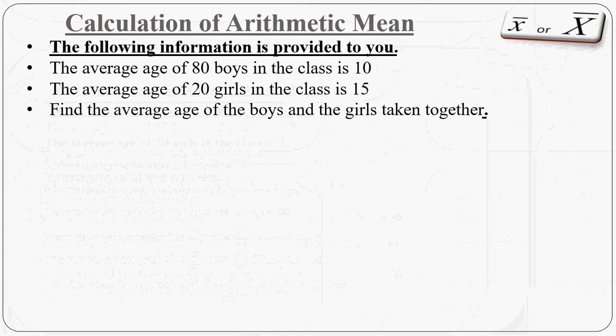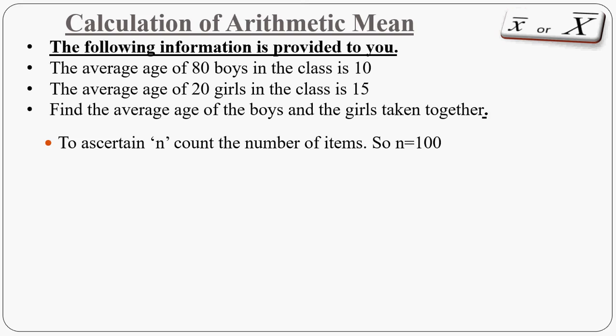So let us see one more small example problem. The following information is provided to you. The average age of 80 boys in the class is 10. We need to be very careful. Average age is given, 80 boys. Okay. The average age of 20 girls in the class is 15. Find the average age of the boys and the girls taken together. So the challenge here given to you, you need to find boys and girls together. What you need to find? Average age.